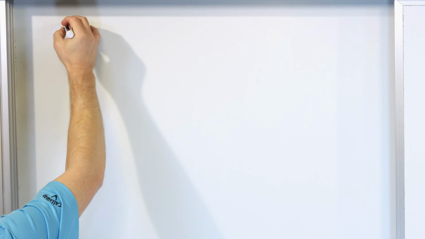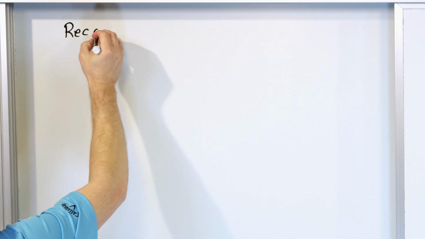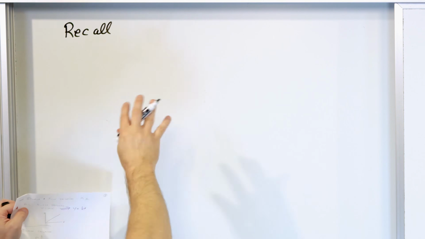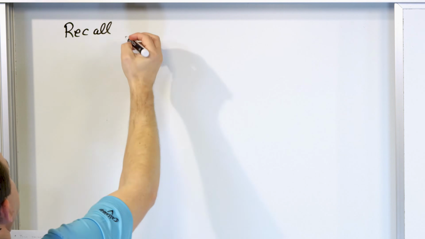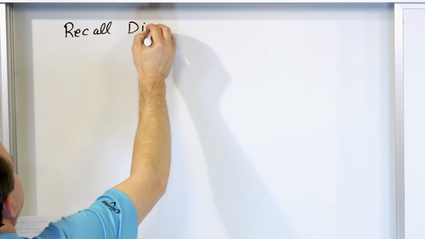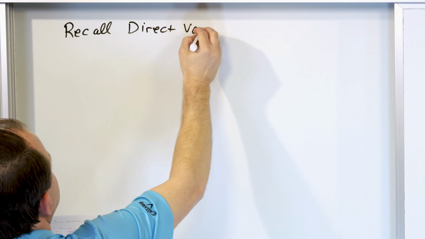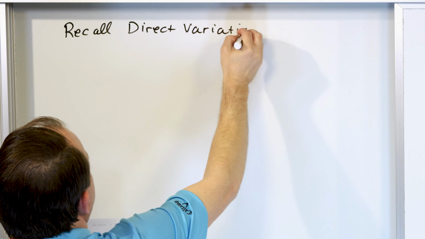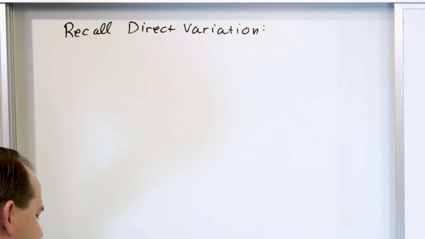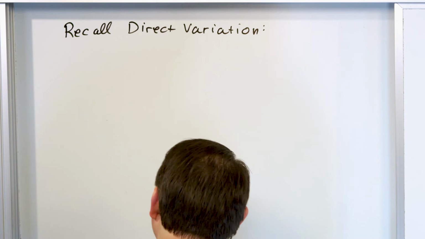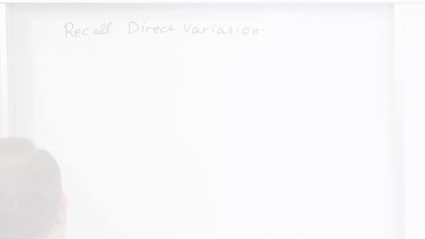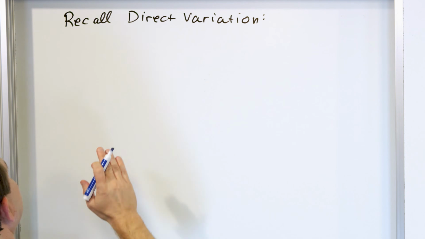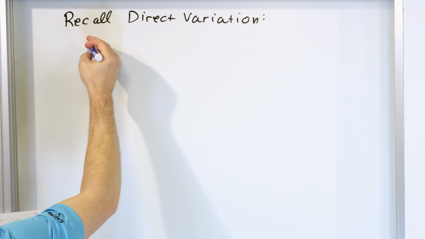So let's recall for just a second, because direct variation and inverse, they're kind of like peanut butter and jelly. They go together. So we're going to recall the direct variation. And we did this extensively. If you haven't looked at that, you probably should go back and look at that before getting too far down the road here.